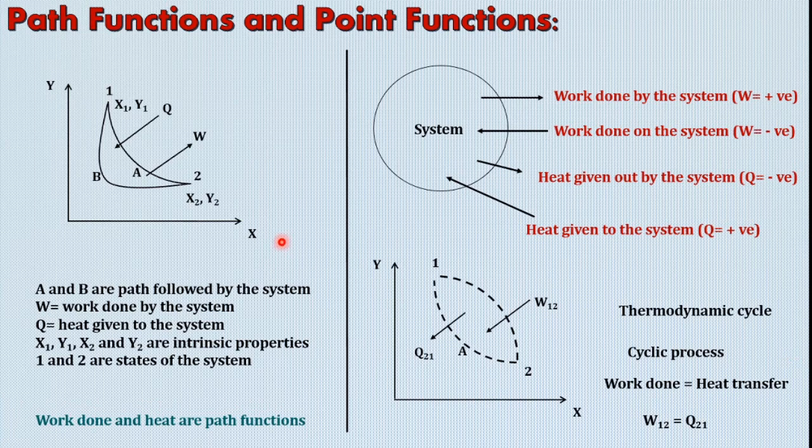So we covered almost 3 points here. One is about path and point functions. Functions dependent on path are path functions. Heat transfer and work done both are path functions. And there are point functions also. The properties that are observed only at end points of the system, that is the initial and final state, are called point functions. We have to remember all the sign conventions for work done and heat transfer. And this is one of the assumptions which we have to consider in case of a cyclic process, that work done is equal to heat transfer, taking into consideration all the sign conventions.